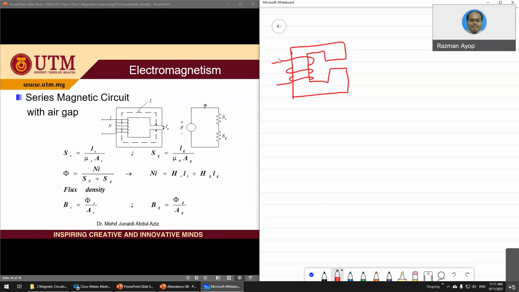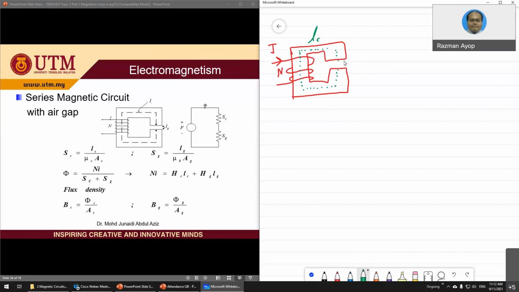Okay, so you have current I, and then this one is the number of windings. And the length, this one is called the effective length. So basically you have to take the length at the center. If you want to measure the core, make sure you take the measurement at the center. So the length is L core, the length of the core.